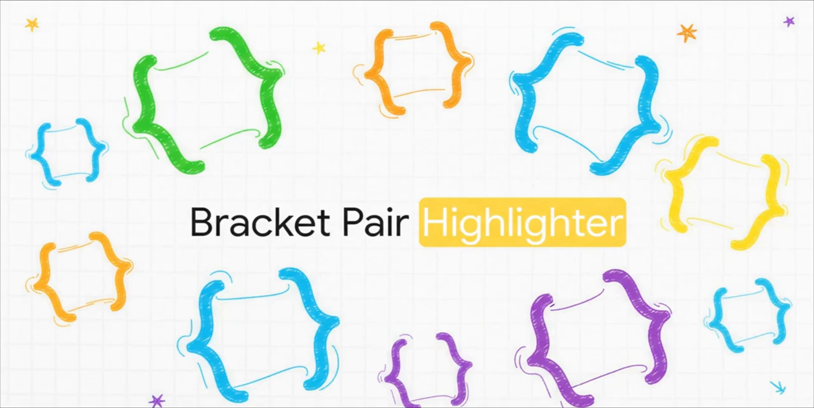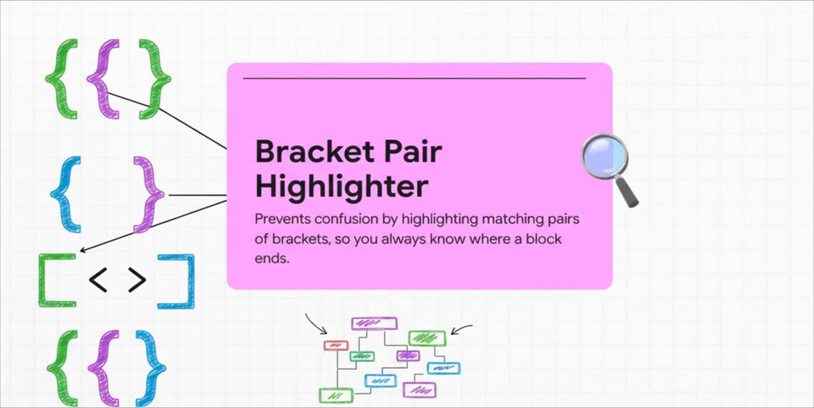Okay, this next one is an absolute lifesaver. Seriously, it will prevent so many headaches. It's the bracket pair colorizer or highlighter. One of the most common bugs you'll ever run into in programming is from a missing or a mismatched bracket or parenthesis. This extension gives every matching pair of brackets its own color. So when you click on an opening bracket, its closing partner lights up in the same color. You will never get lost in a sea of nested code again.